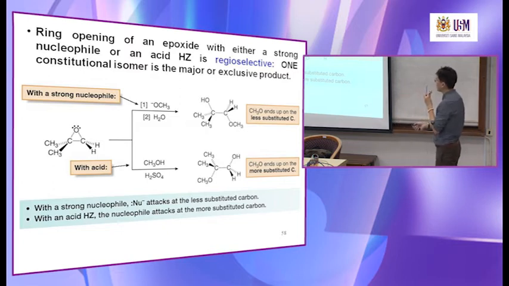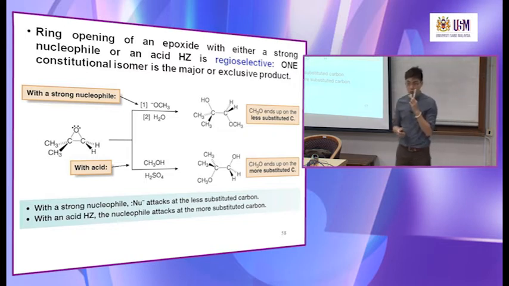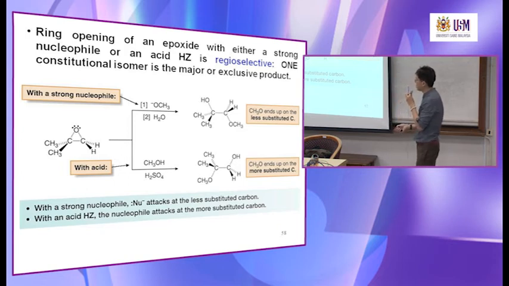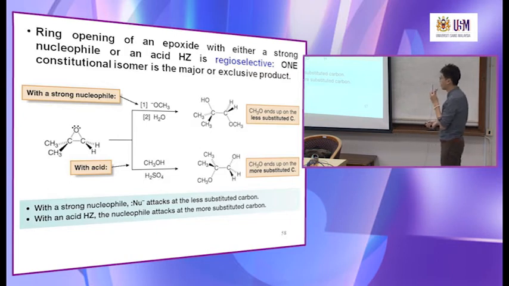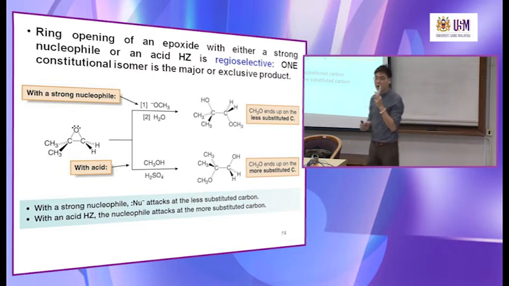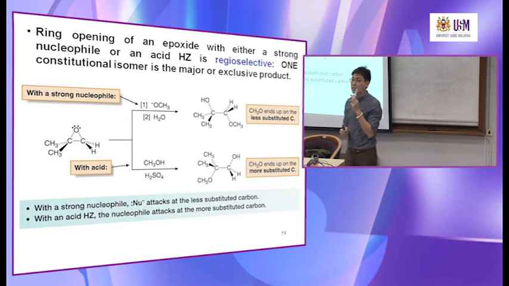And that's why now the attack, we pay attention to here. This is the more substituted C. So the attack will go to the more substituted one because the first step is the protonation step. Okay, so the conclusion is with a strong nucleophile, nucleophilic attack at the less substituted carbon. With the acid, the nucleophilic attack at the more substituted carbon. This is what we want to know, pay attention to. Okay?